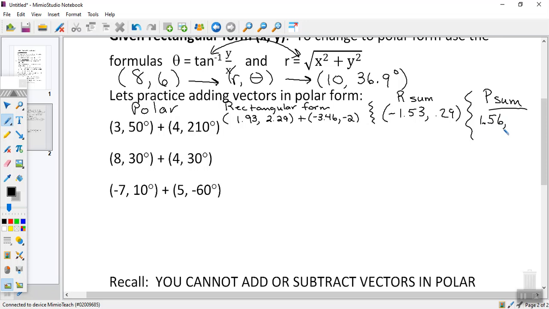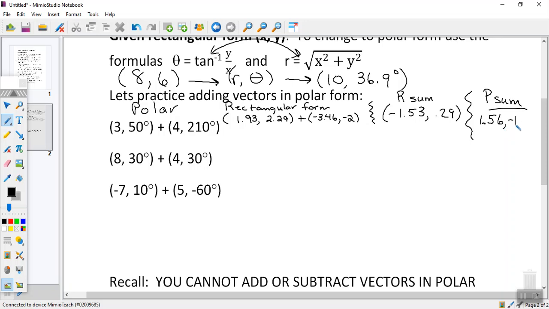All right, and then to get the theta here, how many degrees we rotate around, we've got to turn that into tangent inverse of y over x. So if I go tangent inverse in my calculator, second tangent inverse, what's the y value in our rectangular sum? 0.29 over what? Negative 1.53. Kids, I get negative 10.73, which would be negative 10.73 degrees. Okay?